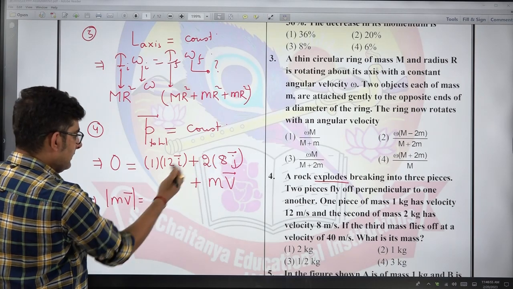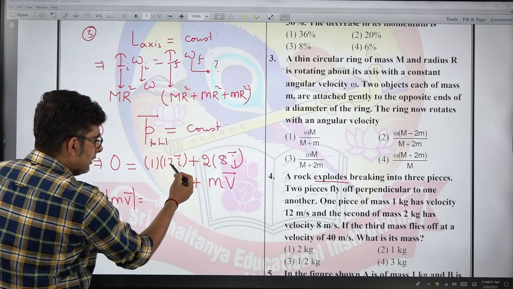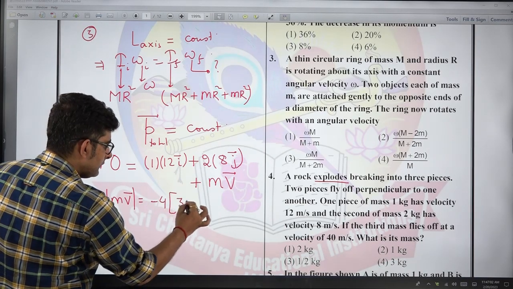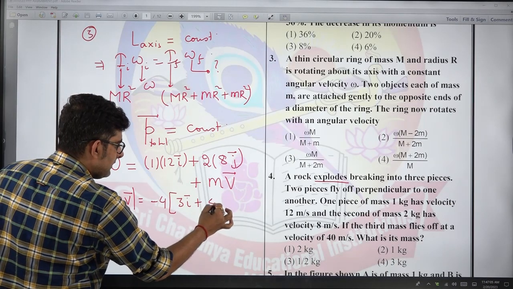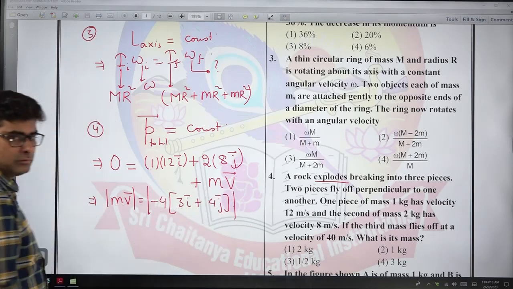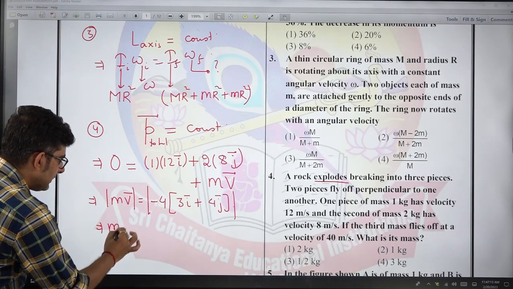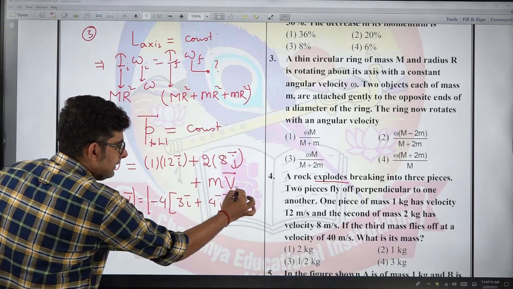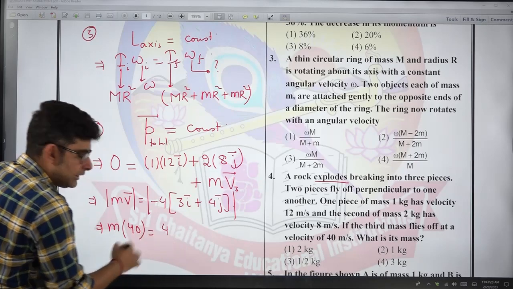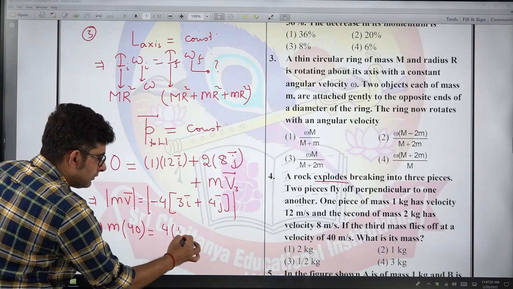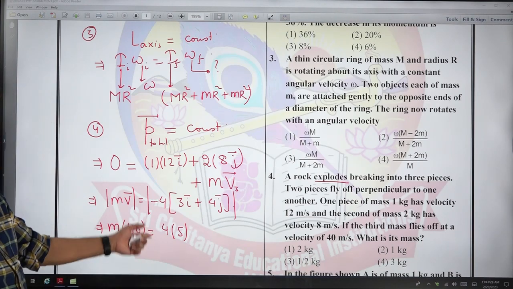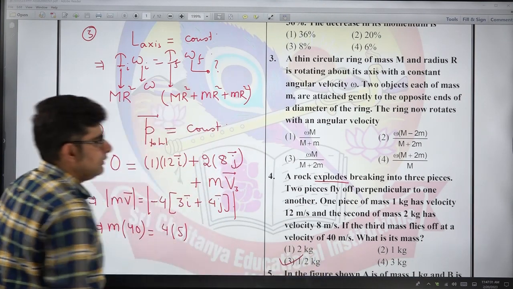side. What you can see from here is something is common, 4 is common, means here I can take minus 4 common, just see 3 i cap plus 4 j cap, can I write so? But I have to take magnitude here also. Now see, m into what is the magnitude of this velocity of the third one? 40. V3 is 40 right here. Now take the magnitude here, 4 is 4 only and 3i plus 4j is what? Magnitude is 5. So from here you get the mass. Okay. So 20 by 40, that is 1 by 2 kg.